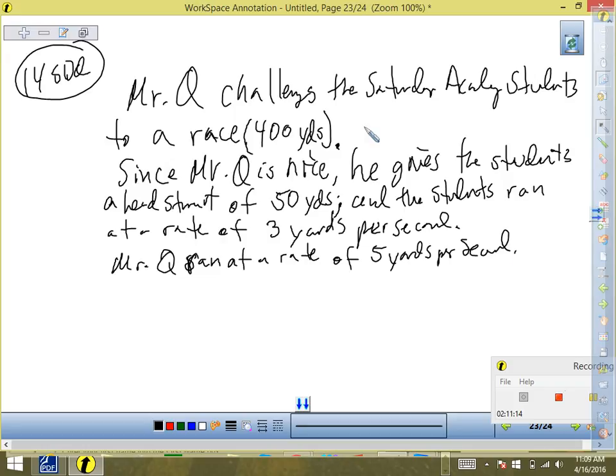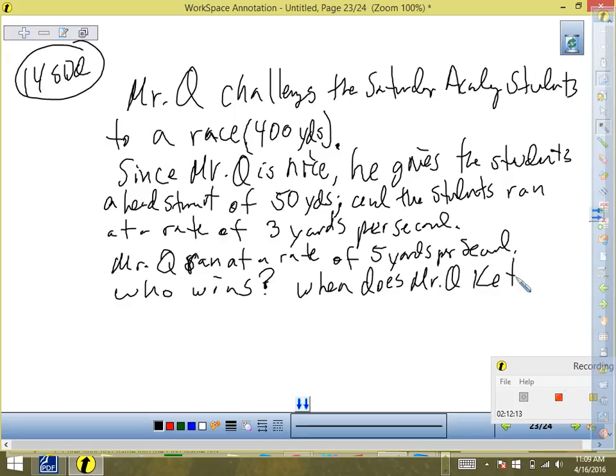All right, here it goes again. It says, Mr. Q challenges the Saturday Academy students to a race 400 yards. Since Mr. Q is nice, he gives the students a head start of 50 yards, and the students ran at a rate of 3 yards per second. Mr. Q ran at 5 yards per second. Question number 1. Who wins? Then, when does Mr. Q catch up?